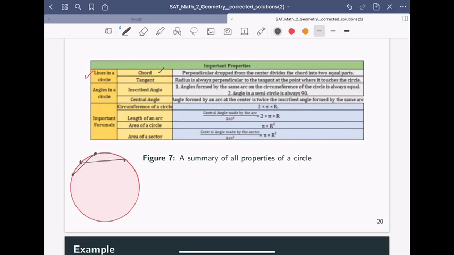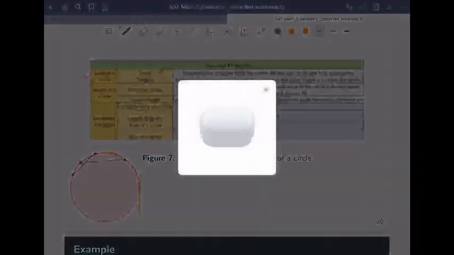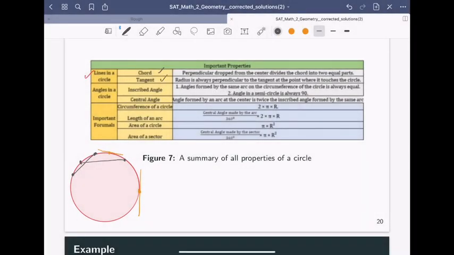What is a tangent? A tangent is a line that is outside the circle and it only touches the circle at one point. This is a tangent. It's not so good a drawing, but you get the idea. Moreover, we have two different angles that are really important, called the inscribed angle and the central angle. So let's see what they mean.